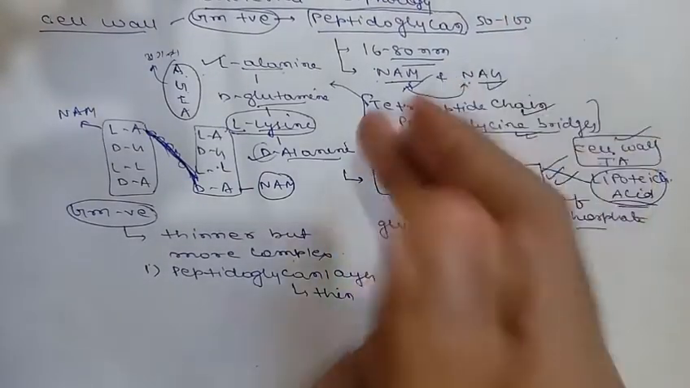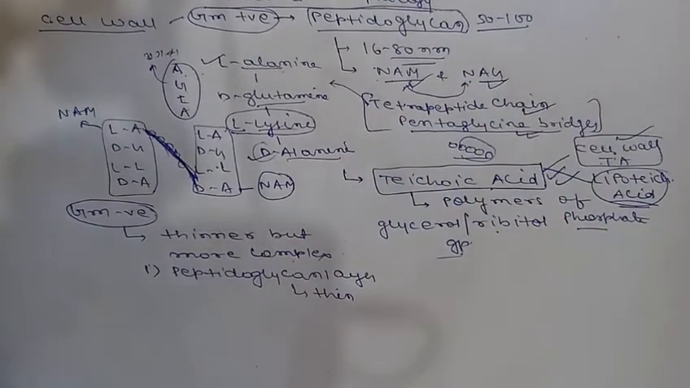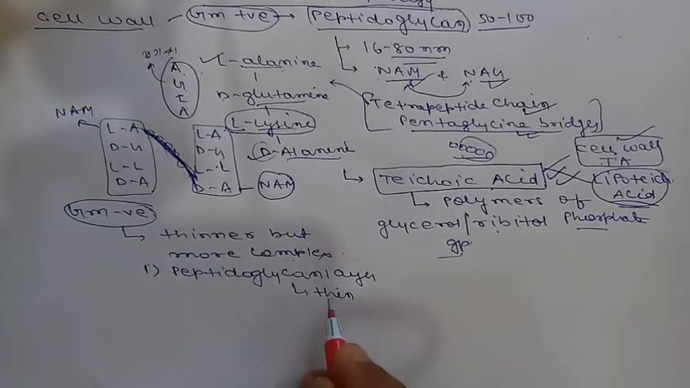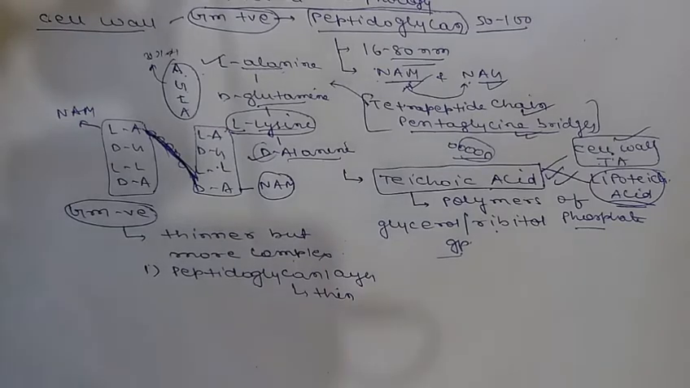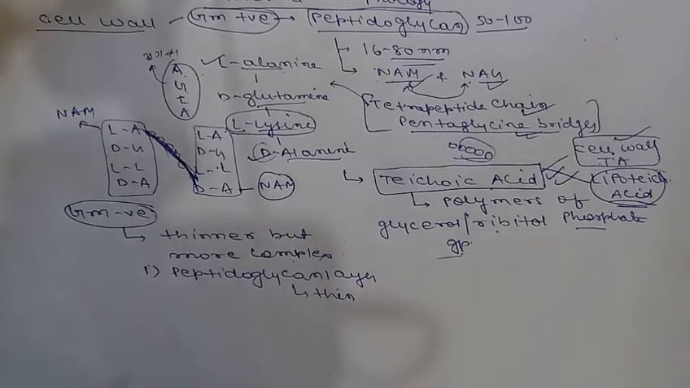In gram positive, the number of layers was 50 to 100. Here the number of layers is 1 to 2, and it is only 2 nanometers thick. Clear? Now coming to the structure of peptidoglycan, it is the same.